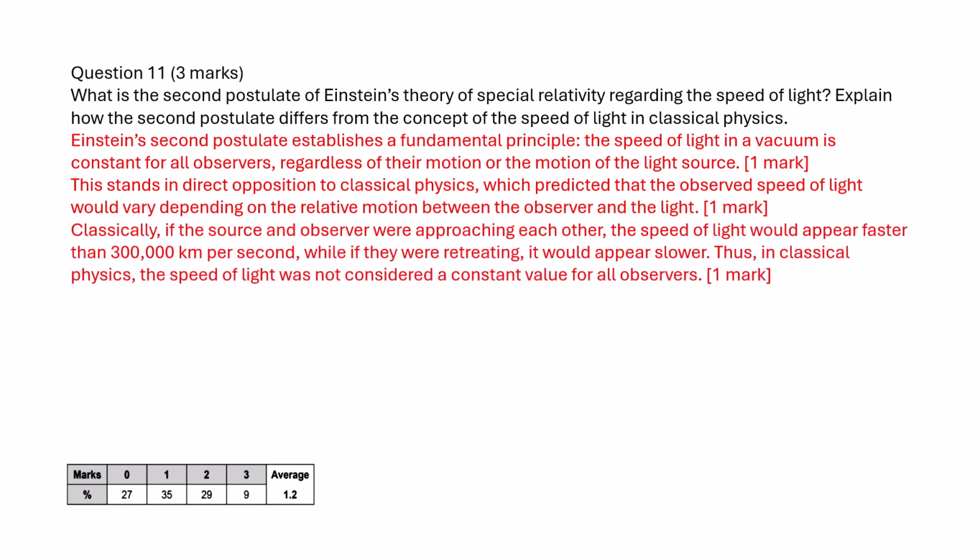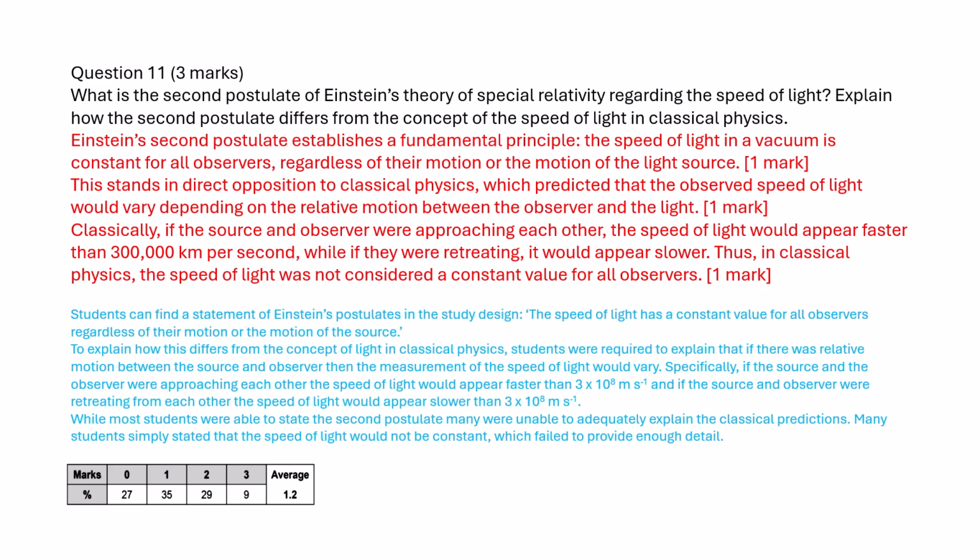Classically, if the source and observer were approaching each other, the speed of light would appear faster than 300,000 km per second, while if they were retreating, it would appear slower. Thus, in classical physics, the speed of light was not considered a constant value for all observers.